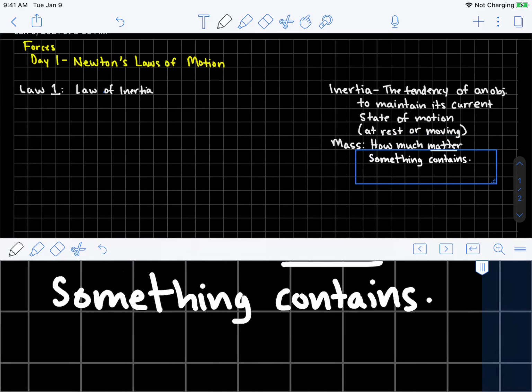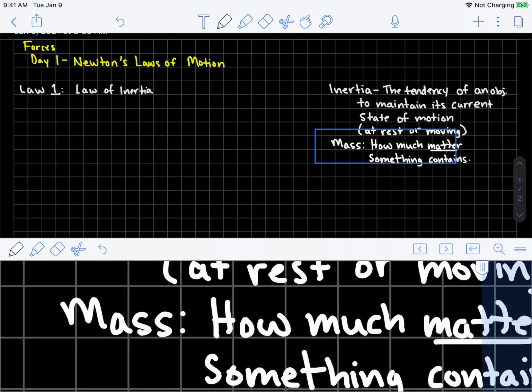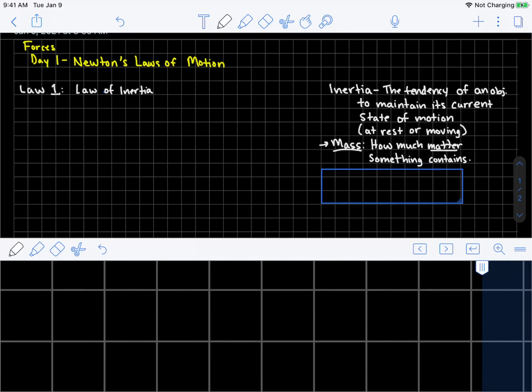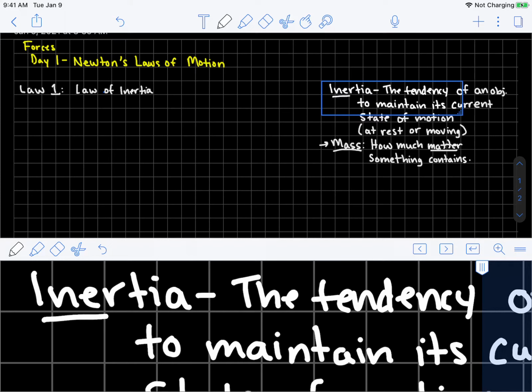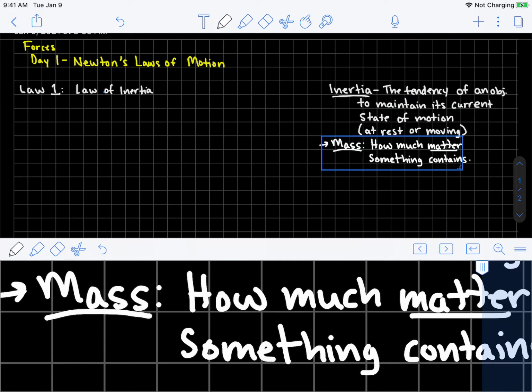You'll hear me use the word stuff for matter, okay? So if it's talking about your mass, right, we're talking about the muscles and the bones and the fluids and the organs and all the stuff that is inside of you. If we're talking about a bowling ball, we're talking about that solid material that makes up the bowling ball. So that's the mass of an object, okay? So inertia, the tendency for an object to maintain its current state of motion. And mass, how much matter something contains.